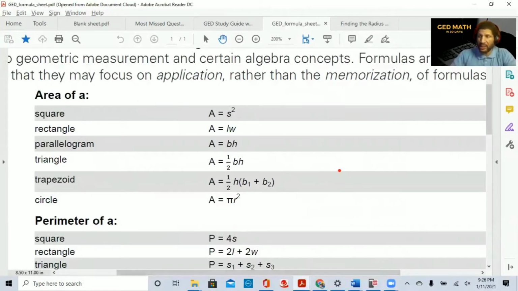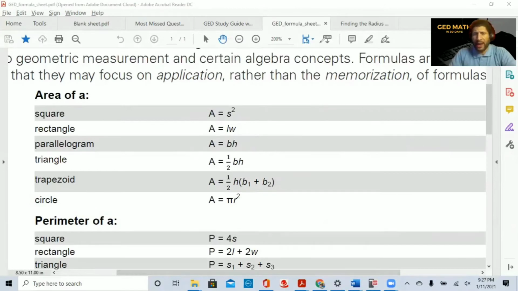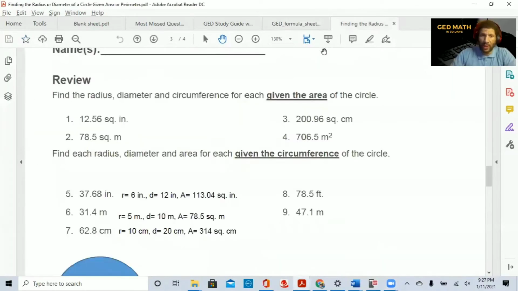Remember, the formula sheet is your friend. So you want to make sure you know how to refer to the formula and how to use your calculator. So here we have a circle, and we have the formula for a circle. And that formula is area is equal to pi r squared. So area equals pi r squared. Let's go back to our problem. And our area is 78.5.